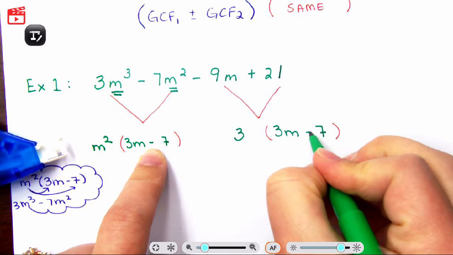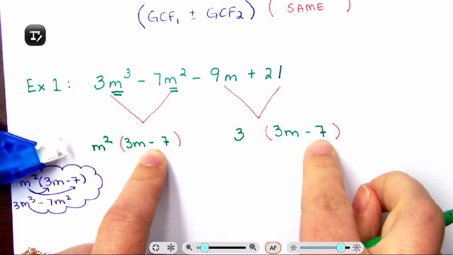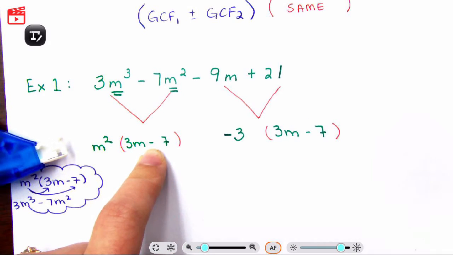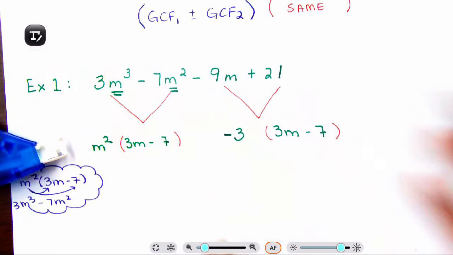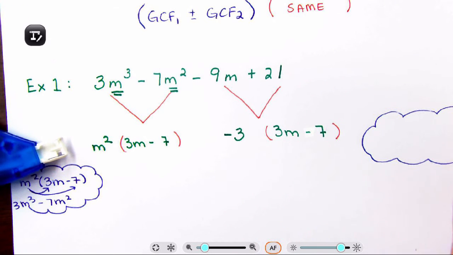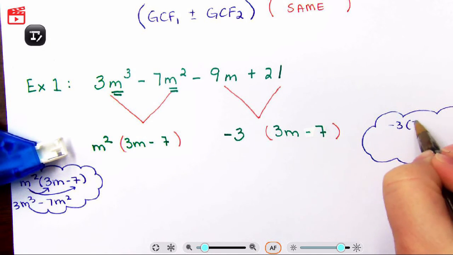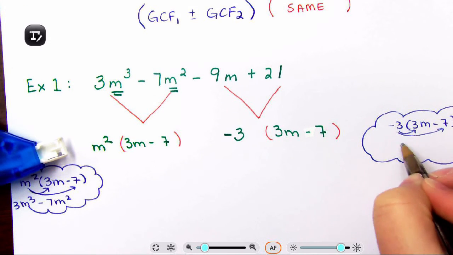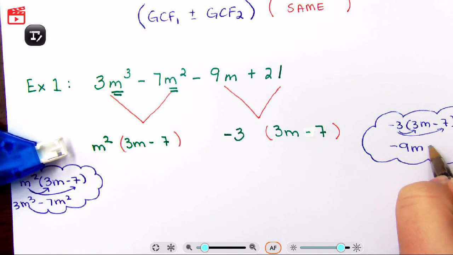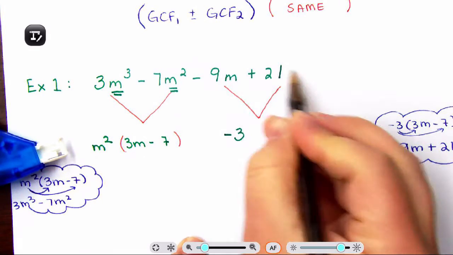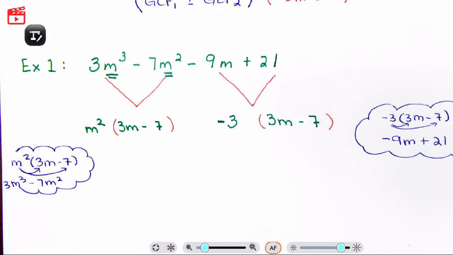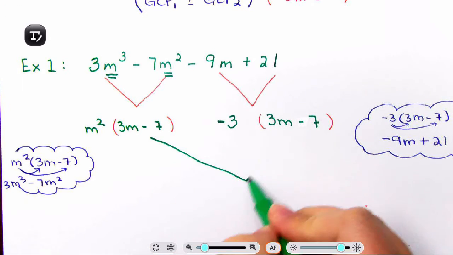Now, how can I make 3 positive and 7 negative when I have a negative 9 here? I'm actually going to pull out a minus 3 because when I do my check, when I do negative 3 times 3m minus 7, and I distribute that negative 3, I should get negative 9m plus 21, because that is what I originally had. And I do.